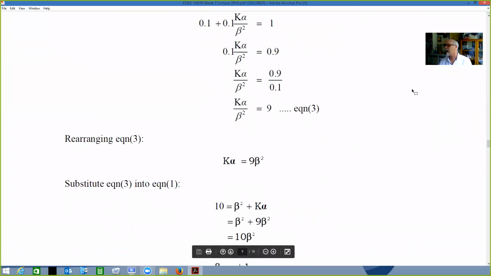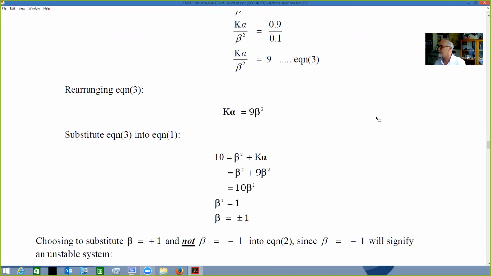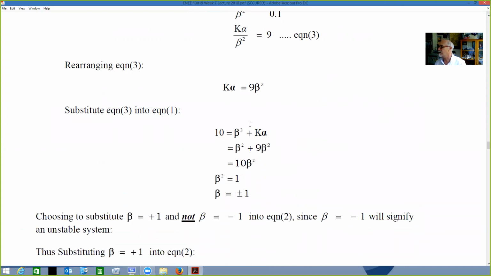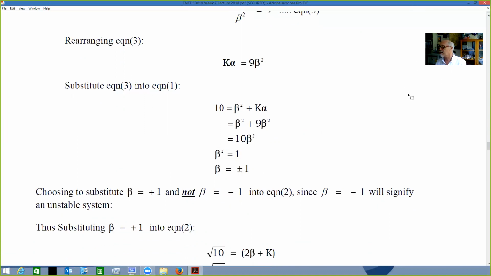So now we're well on our way. So we just got to rearrange. In this case, I'm going to rearrange equation 3, this one. And what that's going to enable me to do is to go and substitute into my equation 1, because I've got K times alpha there. So therefore, when I do that, straight away I can calculate my beta value.